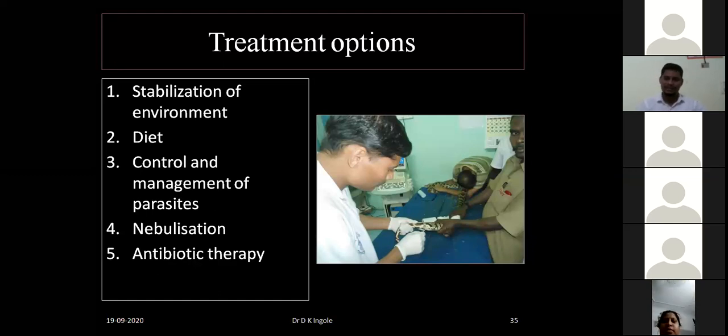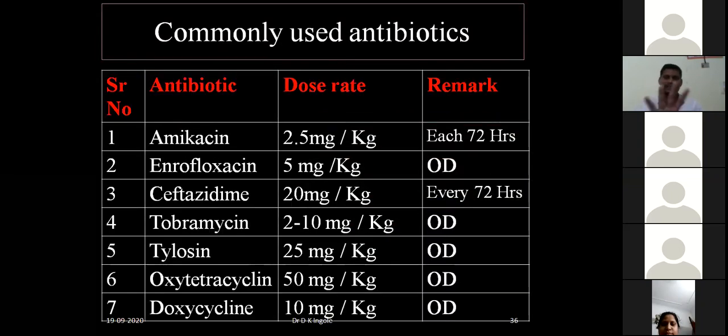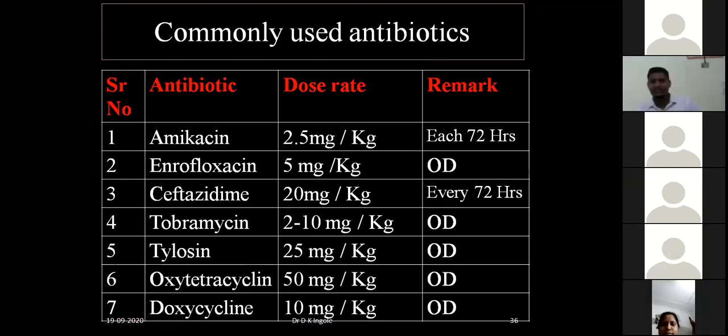And then antibiotic therapy. After that, if there is infection, then we have to give systemic antibiotics and local antibiotics. So what are the antibiotics which are proven in reptiles? I have listed them in this table: amikacin, enrofloxacin, ceftazidime, tobramycin, tylosin, oxytetracycline, and doxycycline. These are the antibiotics with different doses and remarks I have mentioned. So we can use these in our routine practice.